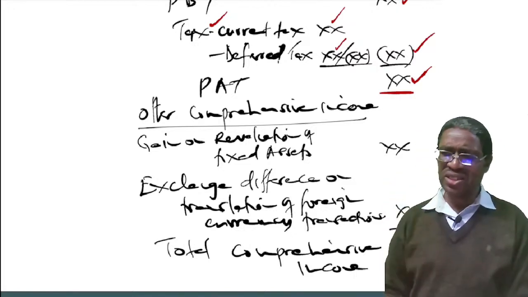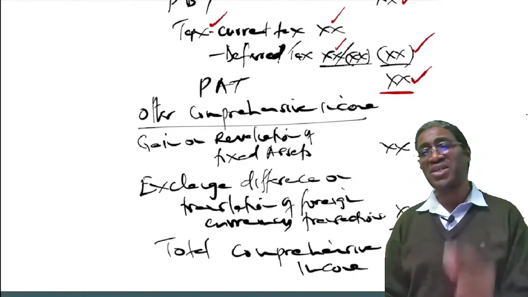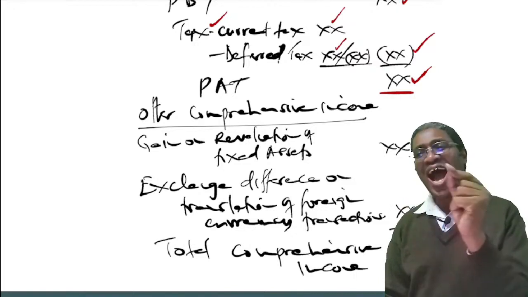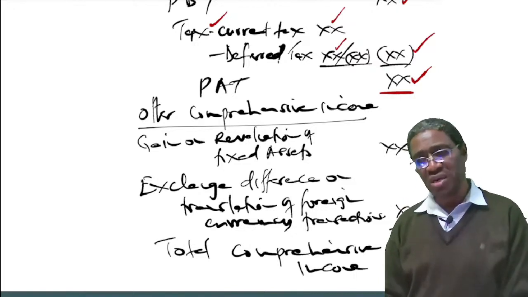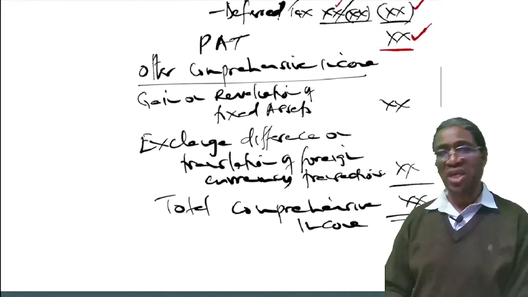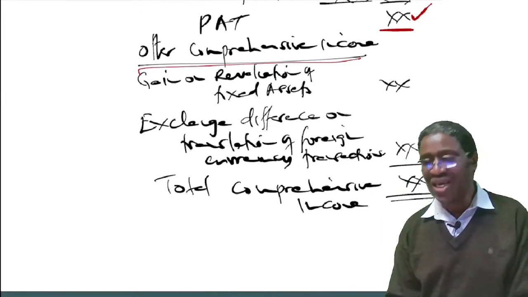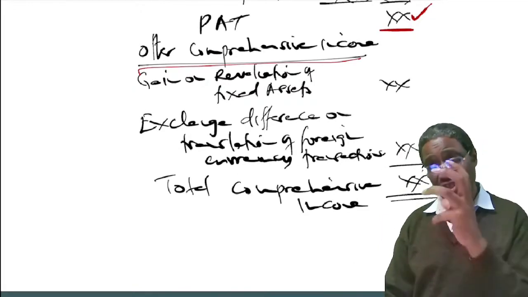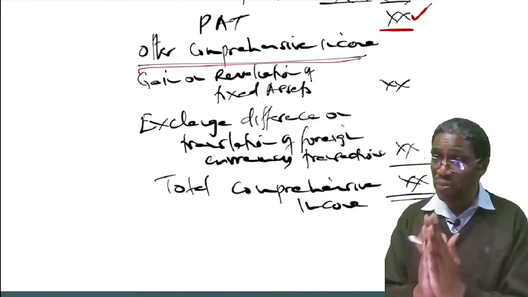Then I went further and said, what if the question tells you to prepare a statement of profit or loss and other comprehensive incomes? So we said, now you come and show what the other comprehensive incomes are. I told you, what are they? What are other comprehensive incomes?